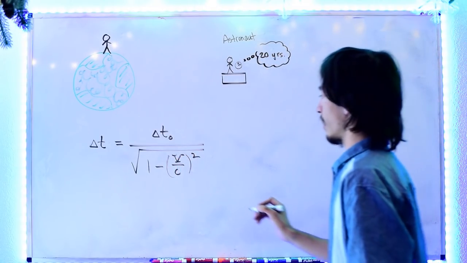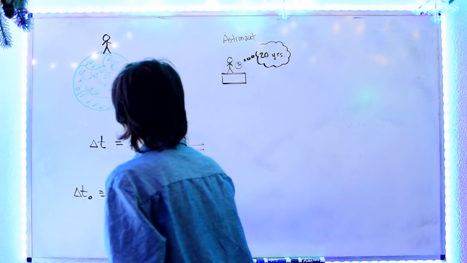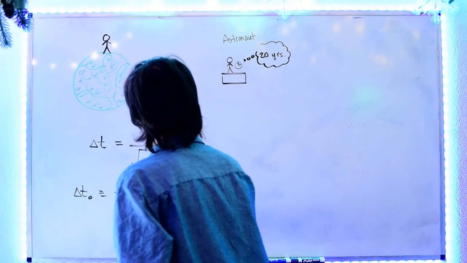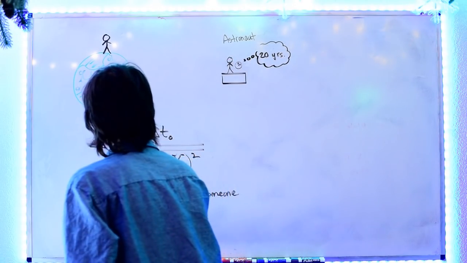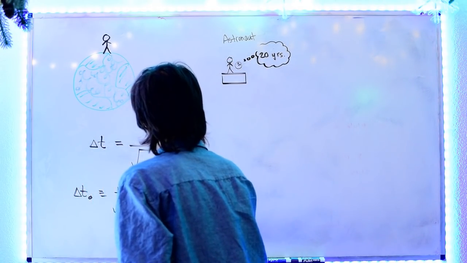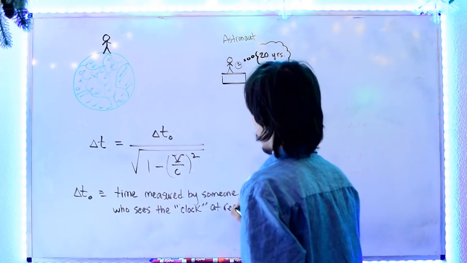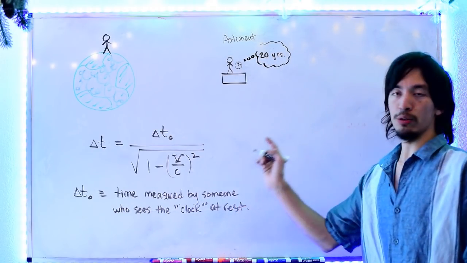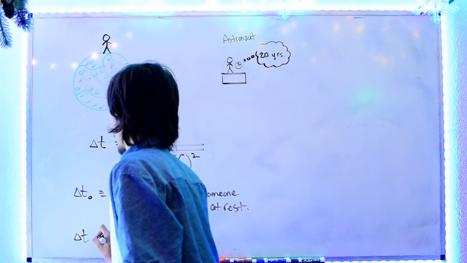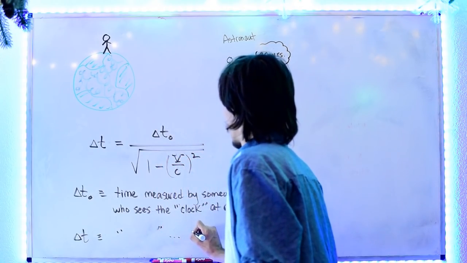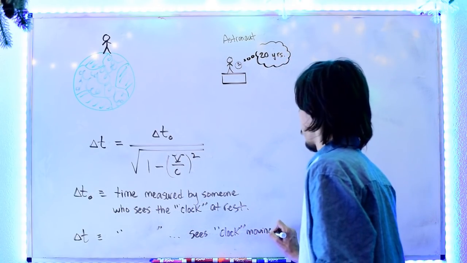It has the following definition: delta T naught, also known as the rest time, is the time measured by someone who sees the clock at rest. Delta T is the person who sees the clock moving. So delta T has the same exact definition, but sees the clock moving.